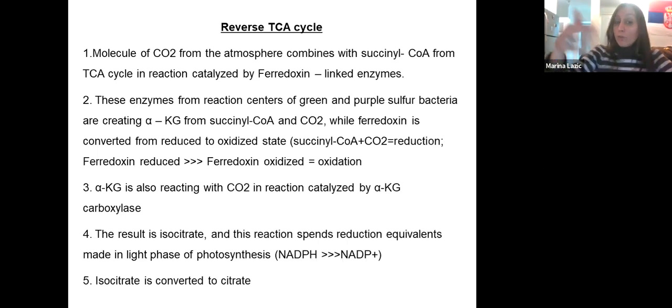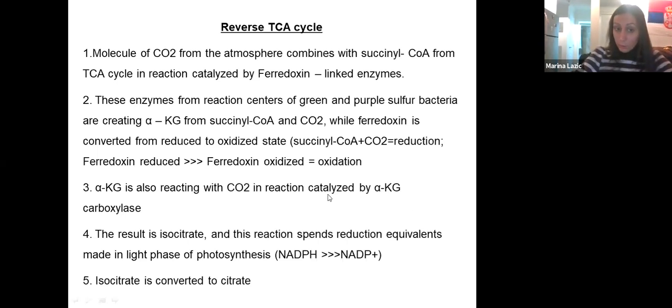Of course, ferredoxin goes from reduced to oxidized state. This is also an oxidoreduction process. Alpha-ketoglutarate is a TCA cycle component, and now alpha-ketoglutarate is reacting with carbon dioxide, and this reaction is catalyzed by a carboxylase. It is adding carbon dioxide, so it's a carboxylase. So the TCA cycle goes in reverse. The result is isocitrate, and all these reactions are now spending reduction equivalents from the light phase. In the regular TCA cycle, you would have creation of reduction equivalents. Here you actually have spending of reduction equivalents.